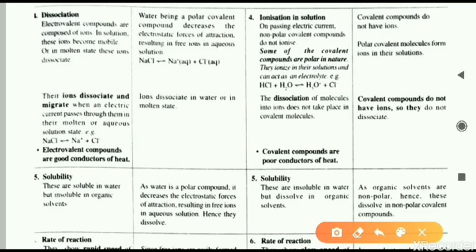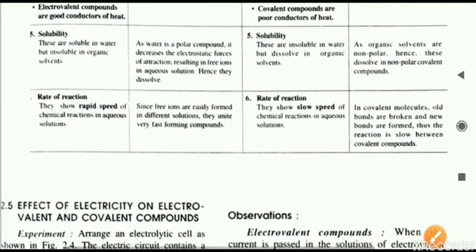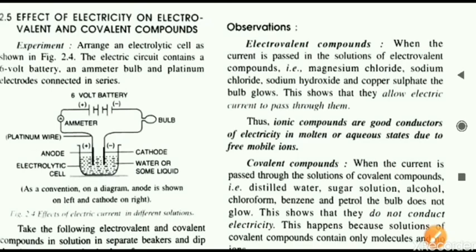Next, solubility. The ionic compounds are soluble in water but insoluble in organic solvent. Just the opposite is happening in the case of covalent. They are insoluble in water but dissolve in organic solvent. The concept is like dissolves like. Next one is the rate of reaction, that is fast in case of ionic compound and slow in case of the covalent compound.